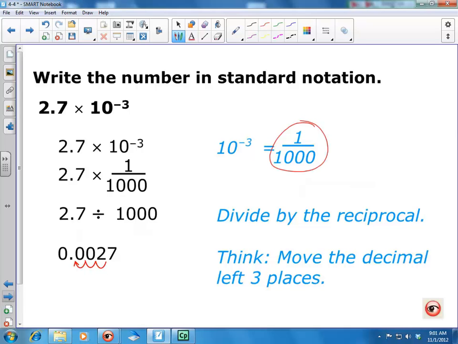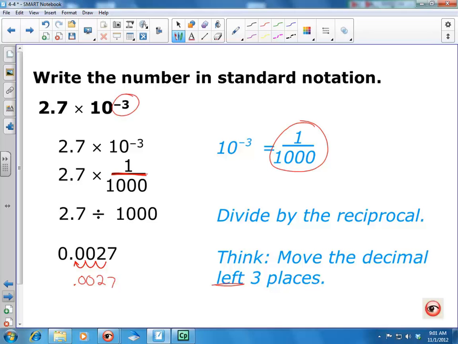If you were to multiply 2.7 times 1 over 1,000, we know that we get 2.7 over 1,000, and that fraction bar means divide by. That's how they ended up with 2.7 divided by 1,000. So we'd end up with this small number down here, 0.0027. The easiest way to do that is just like what we talked about on our helpful hint: we have to move the decimal to the left 3 places because it's negative 3.